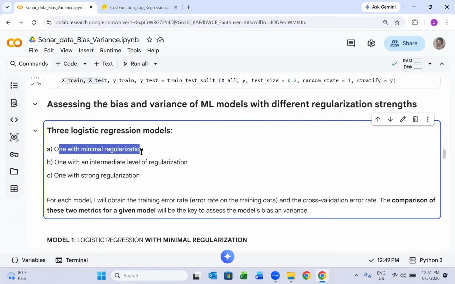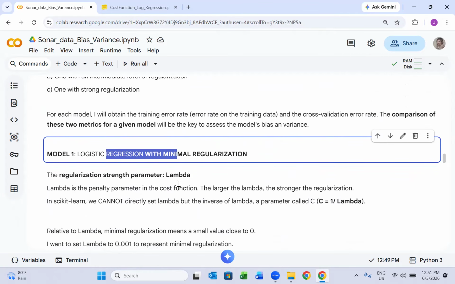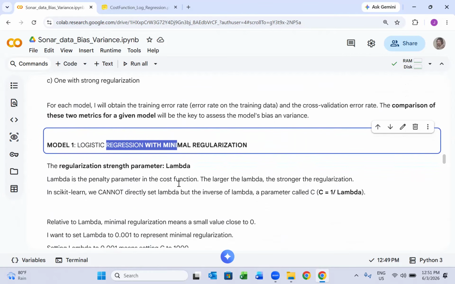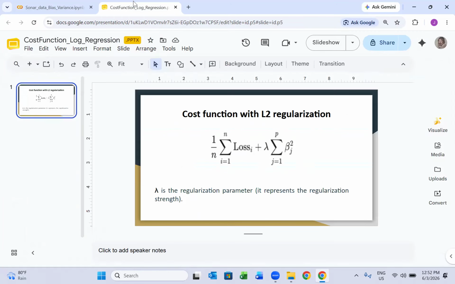So the model with minimal regularization. Model number 1, logistic regression with minimal regularization. So how do we control regularization? By controlling the regularization strength parameter, which is lambda. And lambda is the penalty parameter in the cost function. So to remind you of the role of lambda, I created this slide. Let's go over this slide briefly, guys.